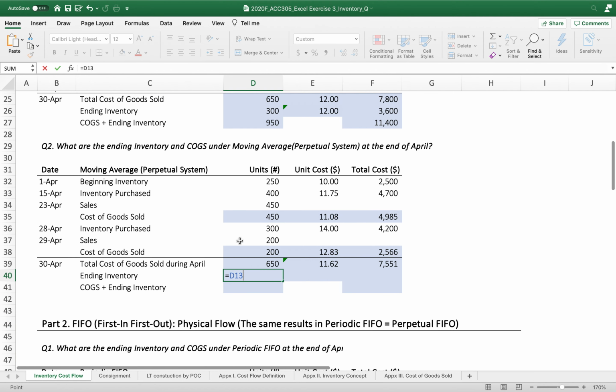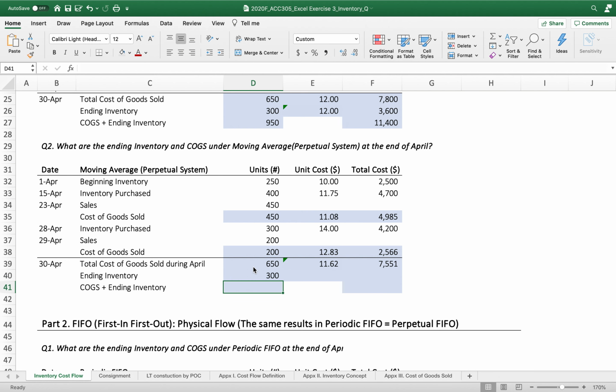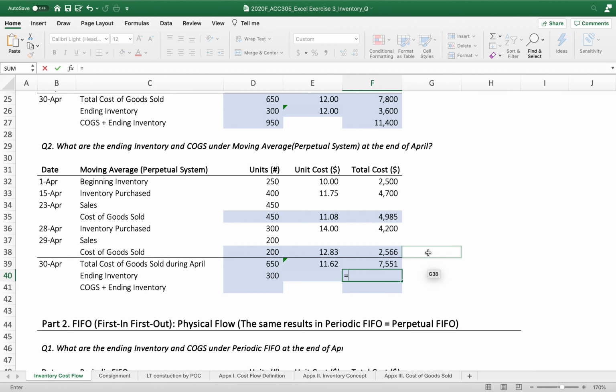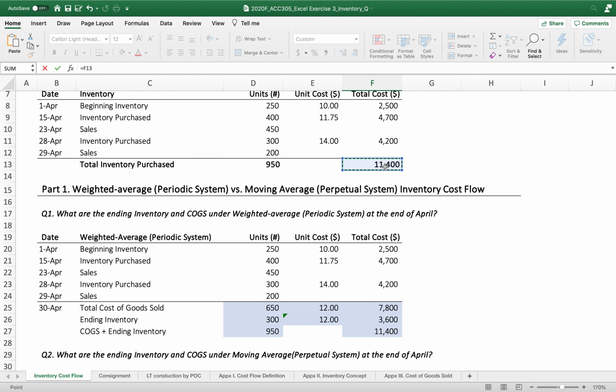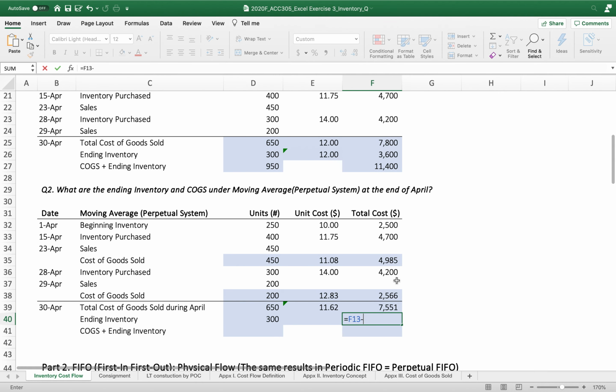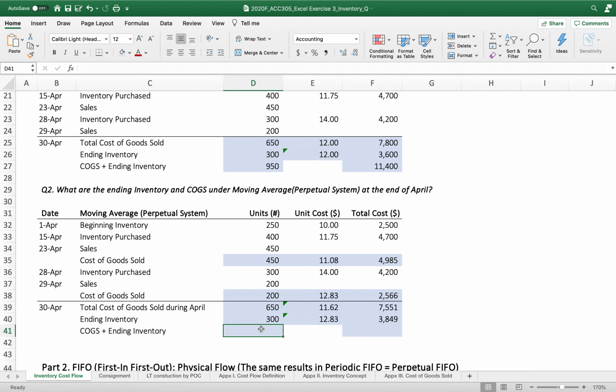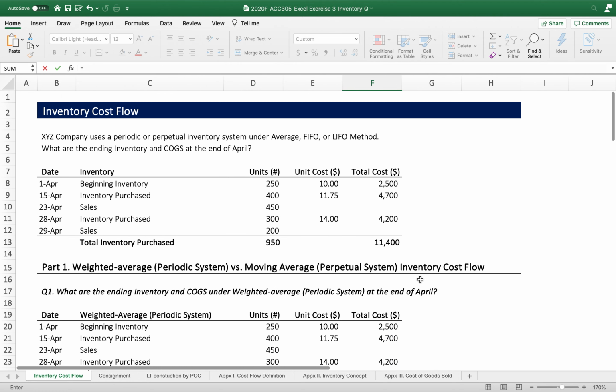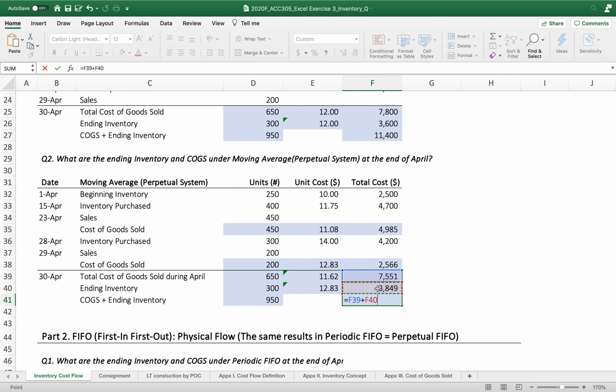Out of a total 950 minus 650, which is ending inventory on hand after selling 650 cost of goods sold. And then, how do you get the ending inventory value as well, right? It's very easy. Out of a total cost, that doesn't change, because there is a limited amount we purchased during April. So 11,400 minus 7,551. So we got the ending inventory value that should be recorded on the balance sheet, 3,849. So we can get the unit cost in the same way for the ending inventory. Then let's make sure that the sum of this ending inventory and the cost of goods sold is 950 units, and this should be 11,400. 11,400. So it's correct.